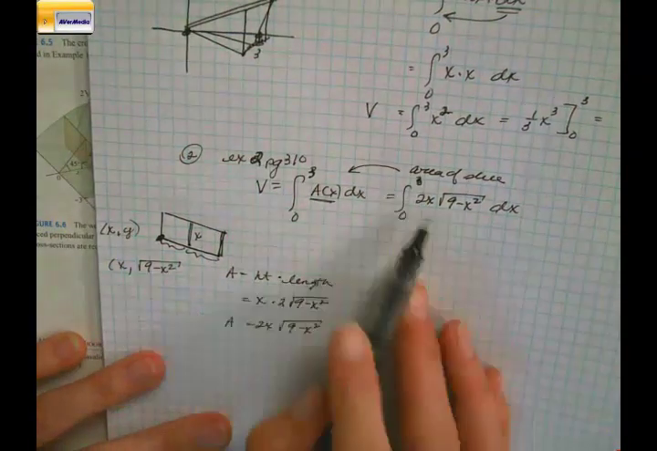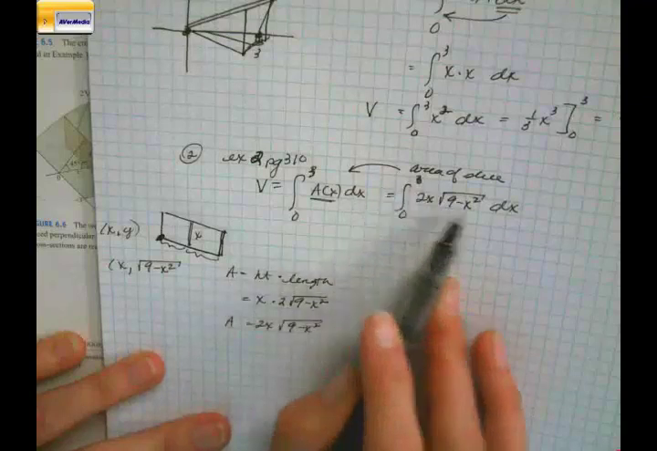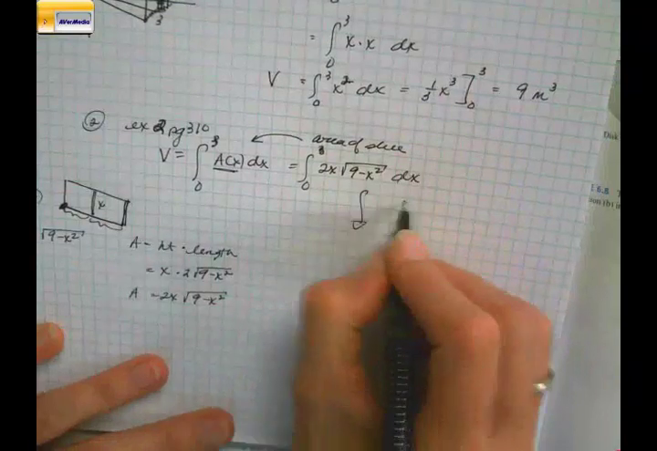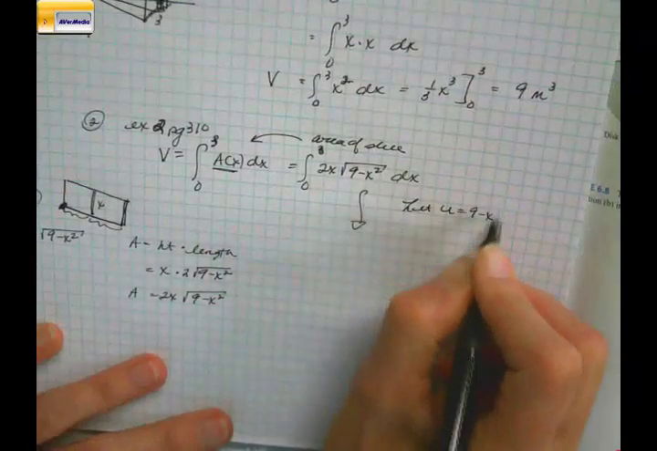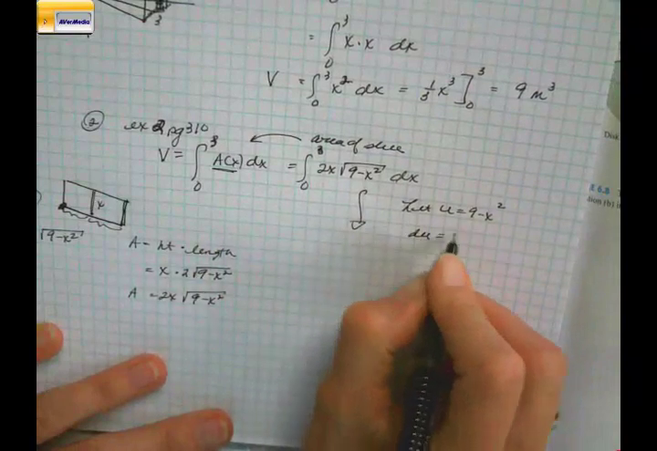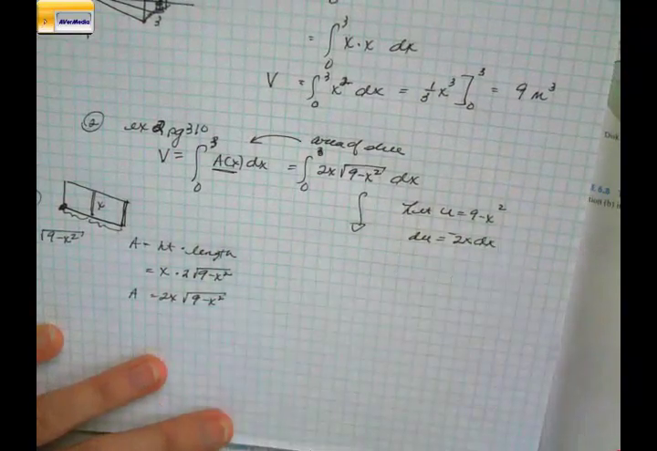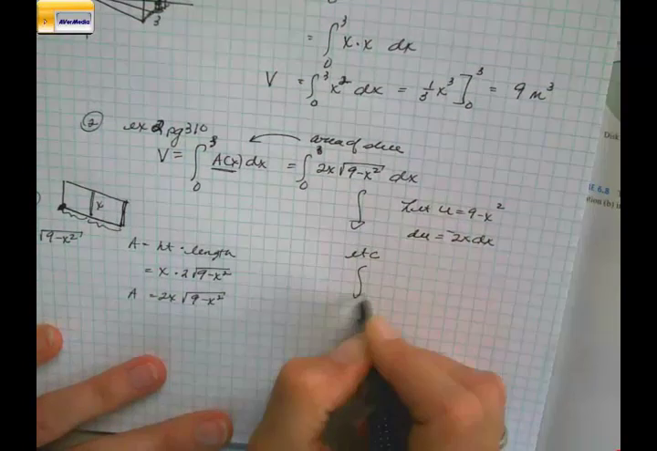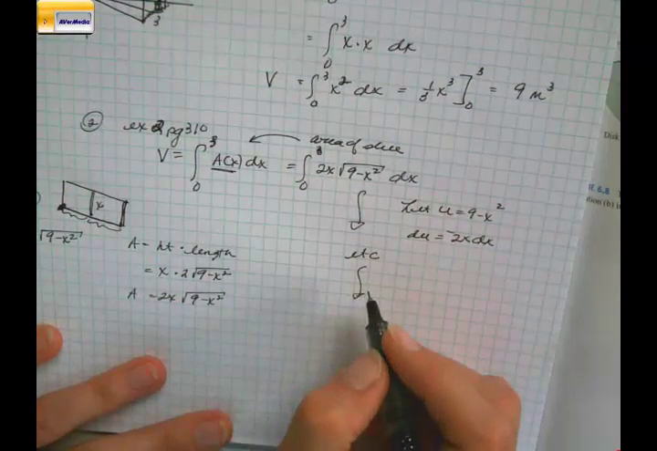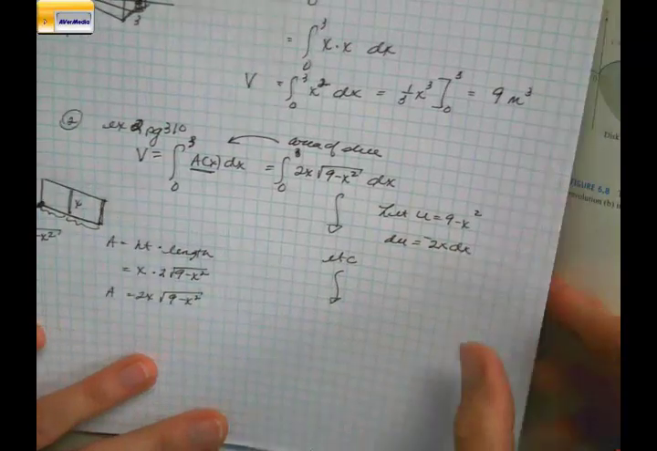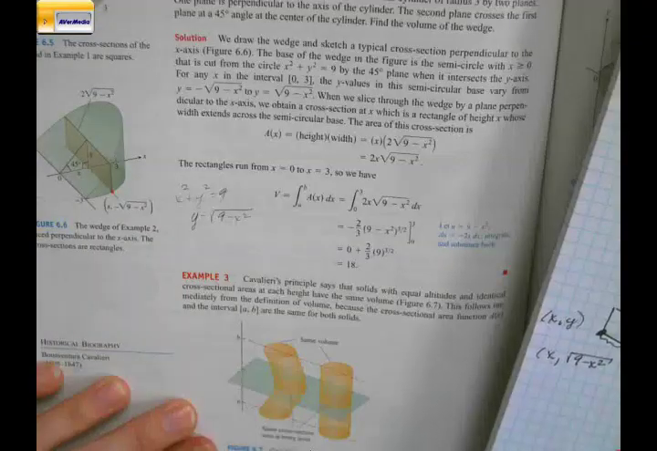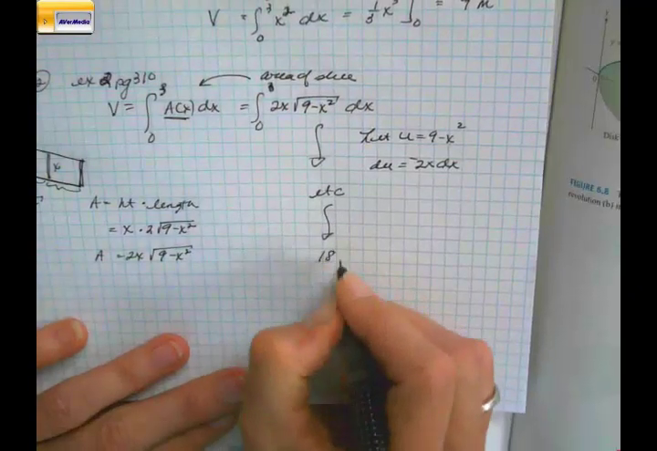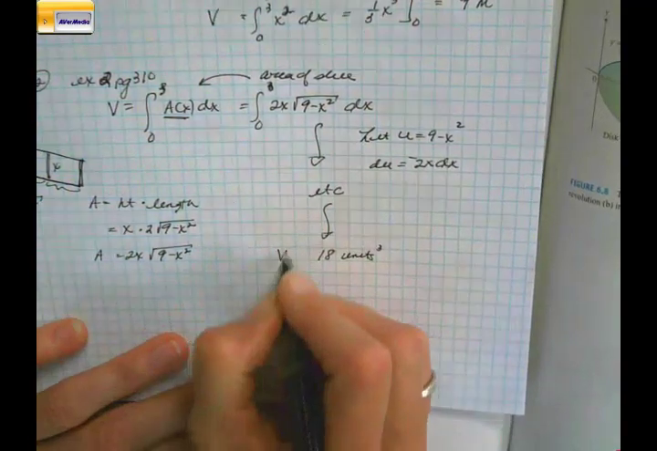So how are you going to integrate this thing? That's right, you're going to let u equal 9 minus x squared, and then du will be negative 2x dx, and then it will flow quite easily from there. We have a lot of examples to do, so I'm not going to finish the method of integration, because it is not that bad. But your answer should turn out to be, I believe, 18. Yeah, 18 cubic units. It doesn't say anywhere about being meters or whatever. So 18 units cubed is your volume.